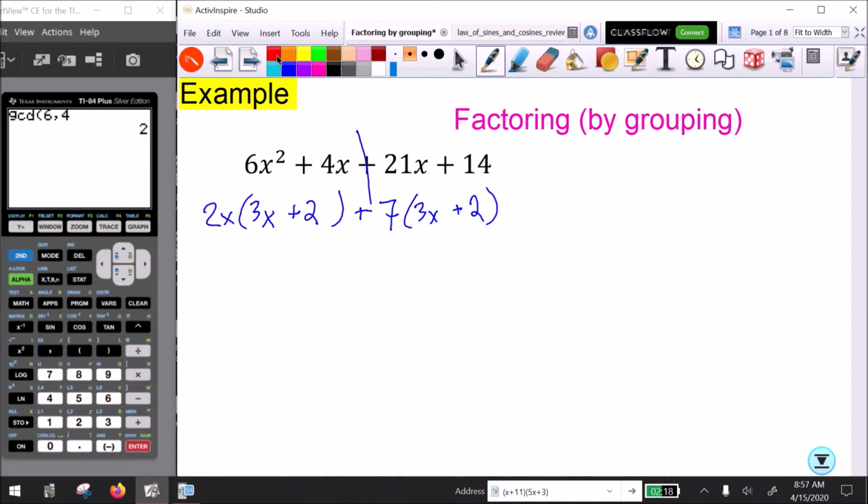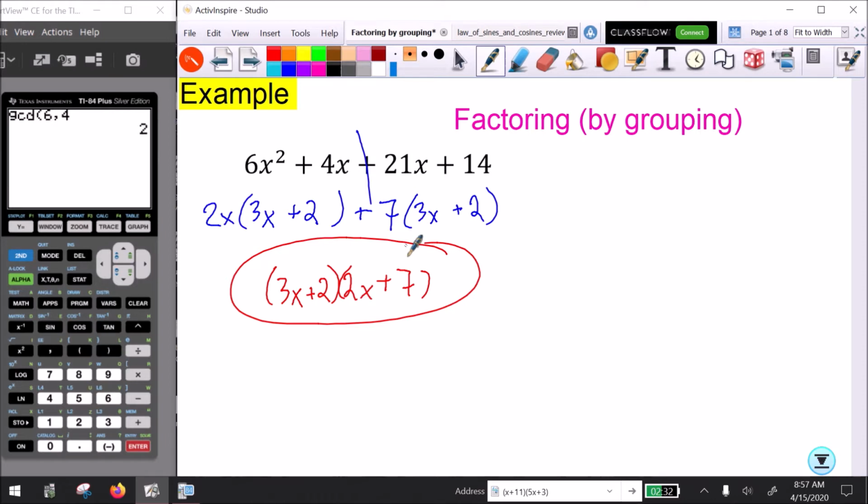Okay, now we notice that we have this common binomial factor that exists at these 2 spots in this expression. We can factor out that common binomial factor just as we would factor out anything else. So I'm going to factor out that 3x plus 2. When I factored out the 3x plus 2 from here, I was left with a 2x. When I factored out the 3x plus 2 from here, I was left with a plus 7. And now we are factored. So we took that original 4-term polynomial and we changed it into the product of 2 binomials, which is very useful. We use that to solve a lot of quadratic equations, and I'll be showing how that's used in the next video that I upload.